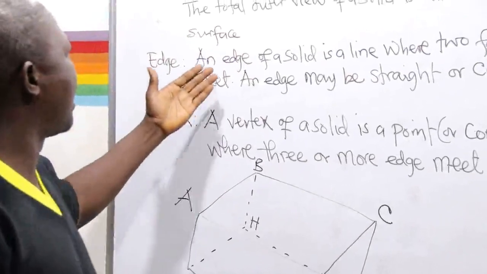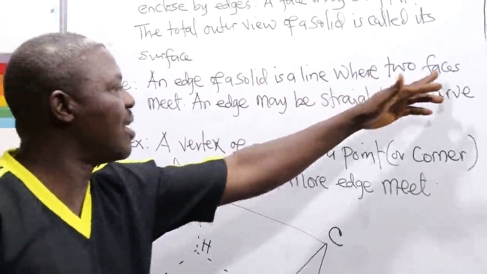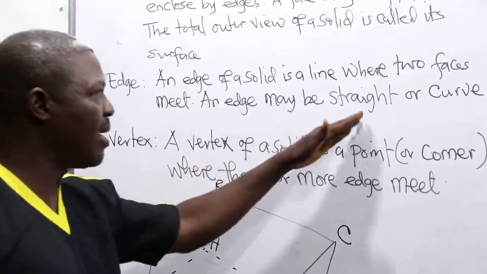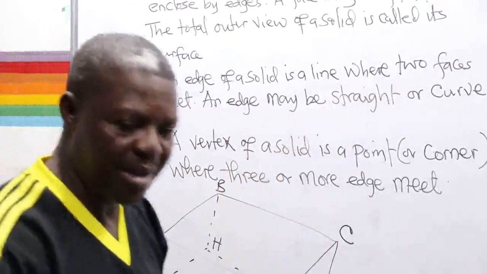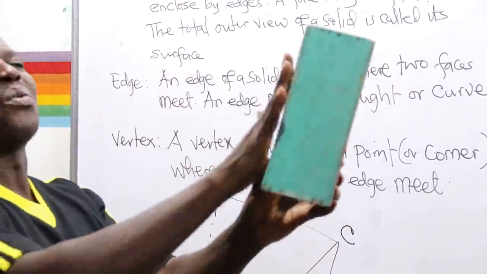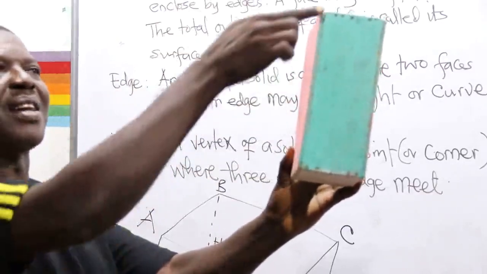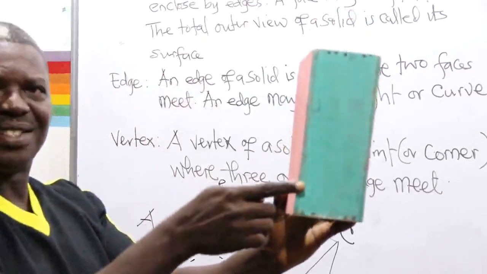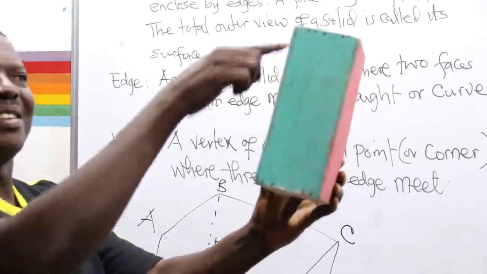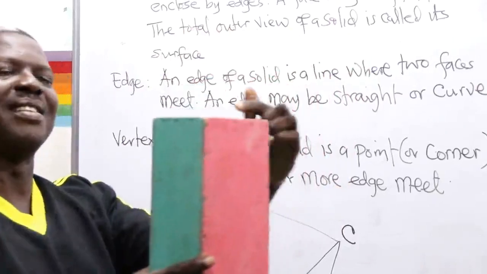Edge. An edge of a solid is a line where two faces meet. An edge may be straight or curved. Let's look at this again. This is one face, this is another face. So you look at this side, this is the edge. This is a face, this is a face, this is an edge.